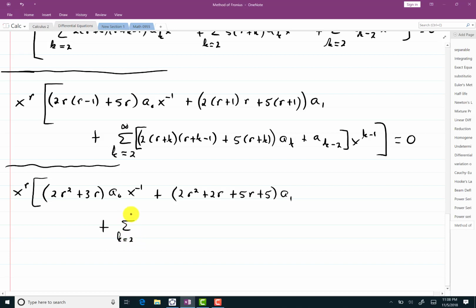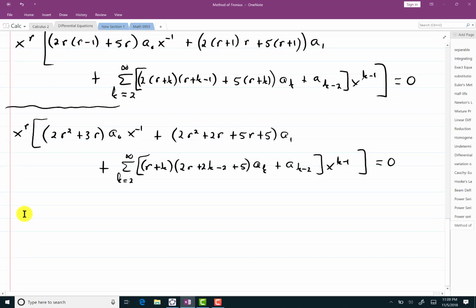the sum k equal 2 to infinity. I'm going to do something similar here. I notice that I have an r plus k common here, so I'm going to factor it out front. And what that will leave me with is 2 times r plus k minus 1 plus 5. So I'll have 2r, 2k minus 2 plus 5. All that's attached to a sub k. And then we have plus a sub k minus 2. And that stuff forms the coefficient on x to the k minus 1. And this equals 0.